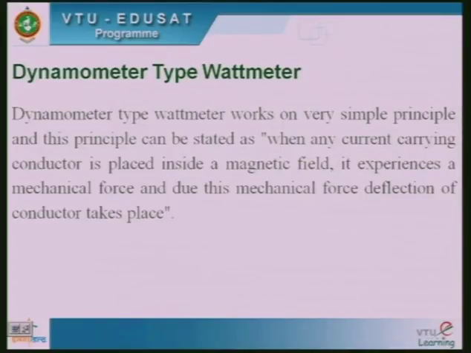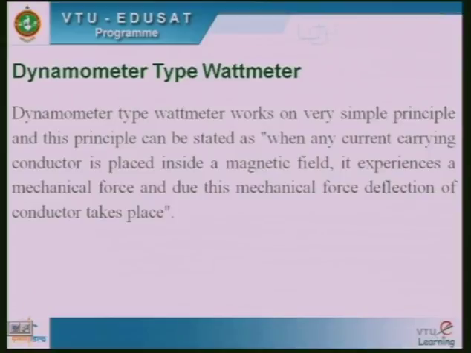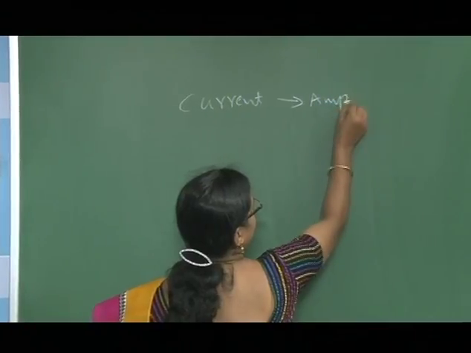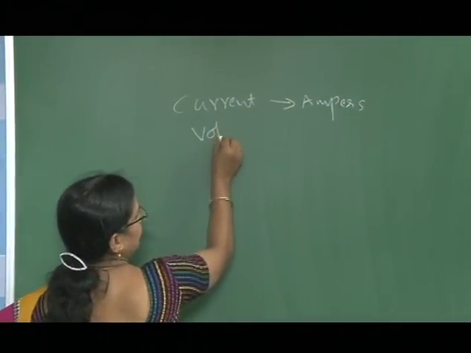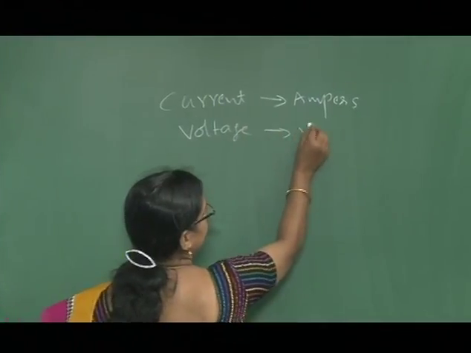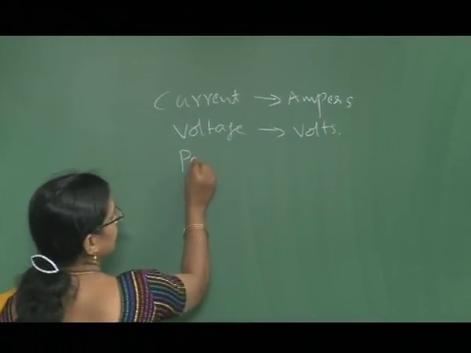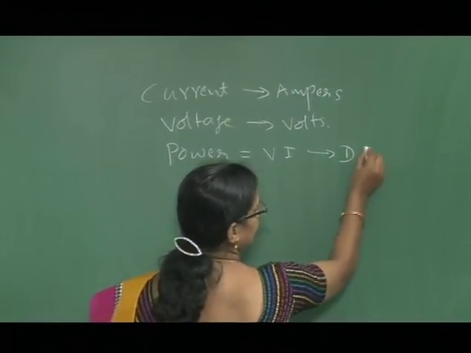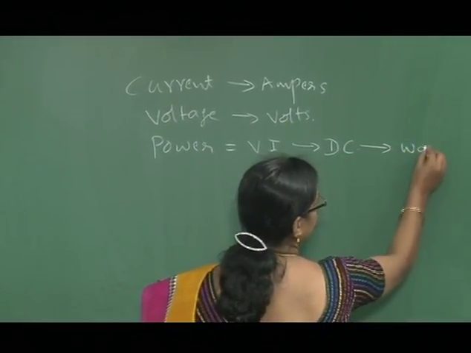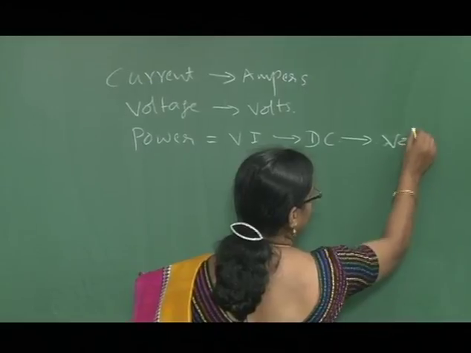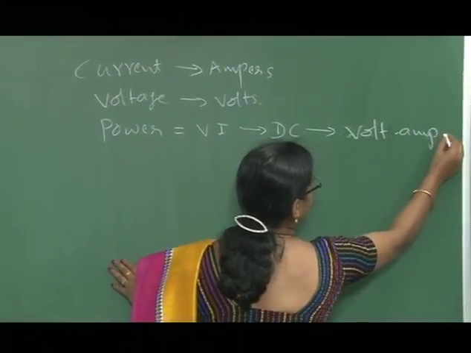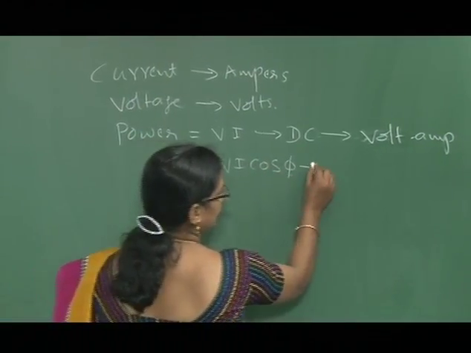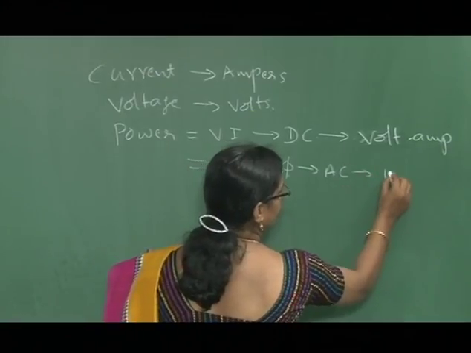Now, current is expressed in terms of amperes. Voltage we express in terms of volts. Power is the product of voltage and current in case of DC, expressed in volt ampere. In case of AC, it is VI cos phi, so you express it in terms of watts.